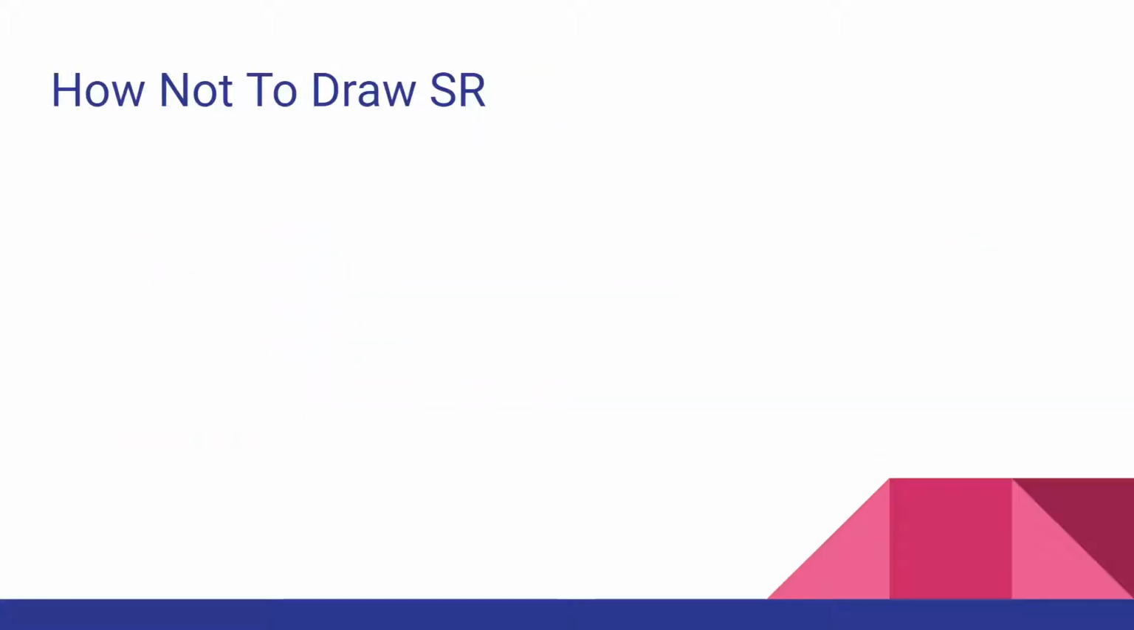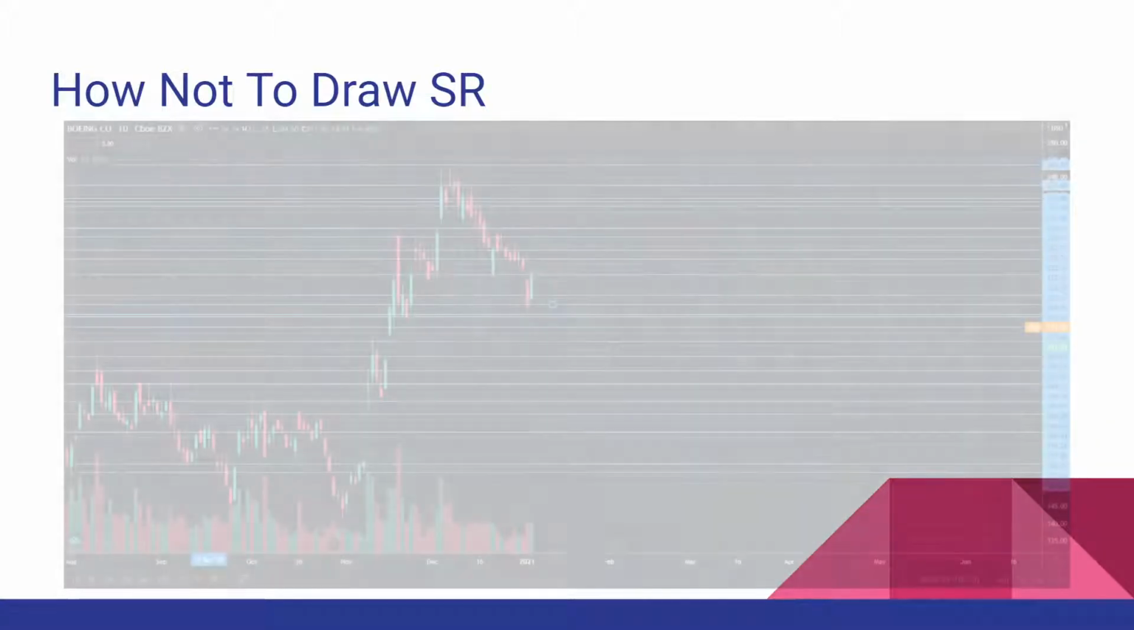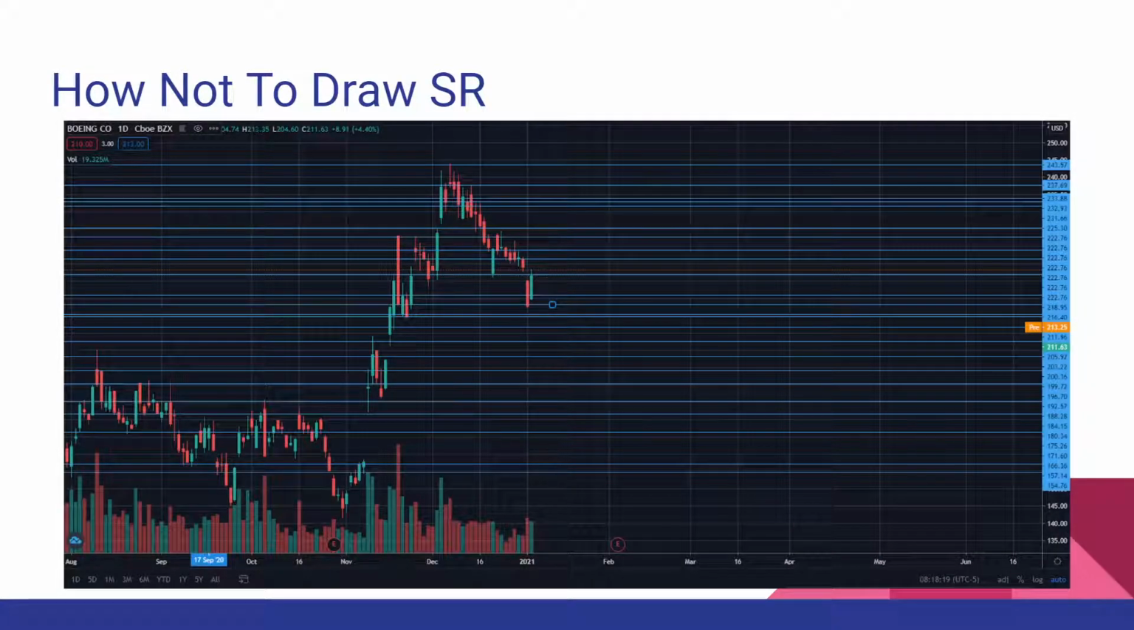And now I want to discuss how not to draw support and resistance. So this is an image of what I would not do when drawing support and resistance. I would not clutter your chart with excessive amounts of levels. When I'm looking for my levels, I want to have the cleanest levels. The cleaner the level, the more significance it has, right?